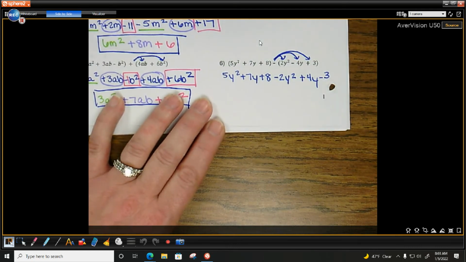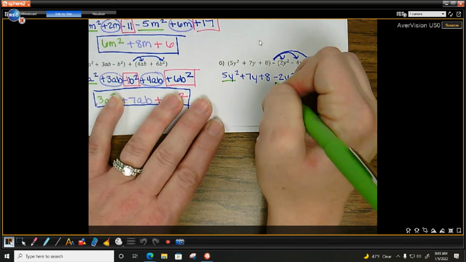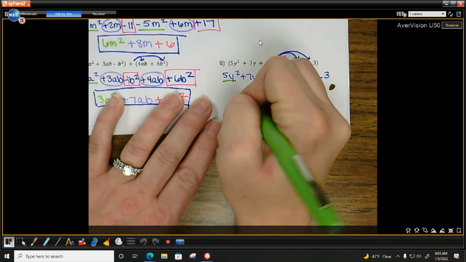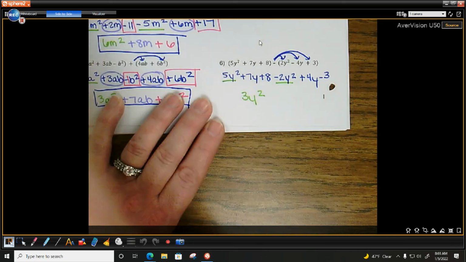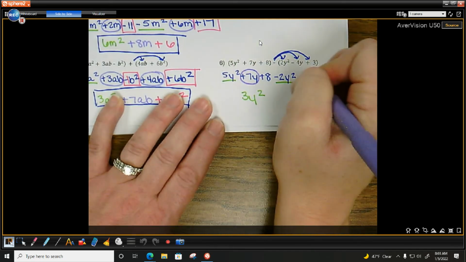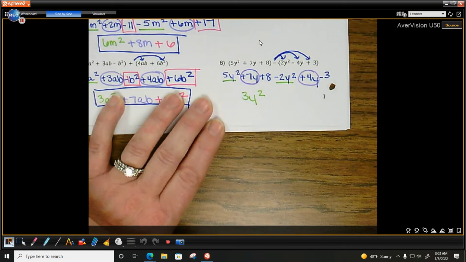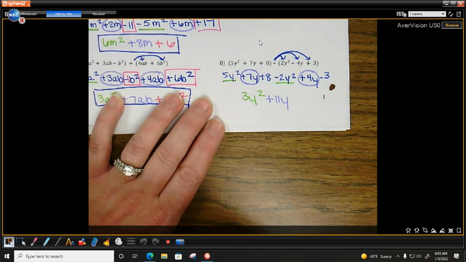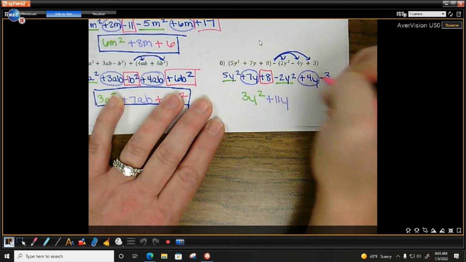Let's look at our like terms. I have a y squared and a y squared. What's 5 minus 2? 3y squared. Then I have a plus 7 and a plus 4. What's positive 7 plus 4? Plus 11y. And then I have a plus 8 and a minus 3.